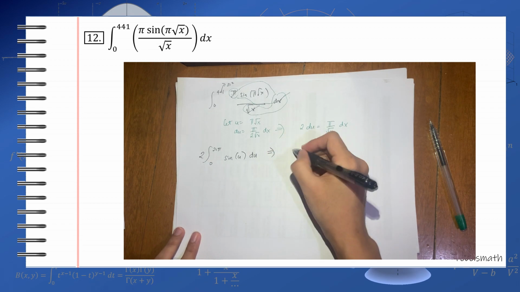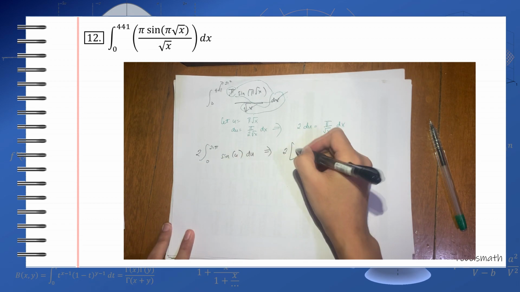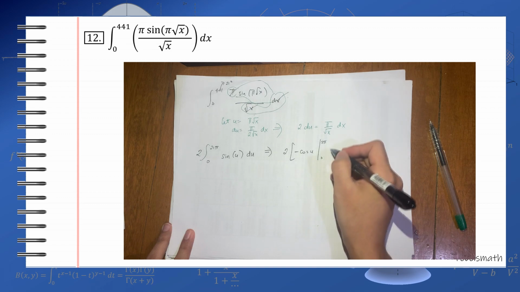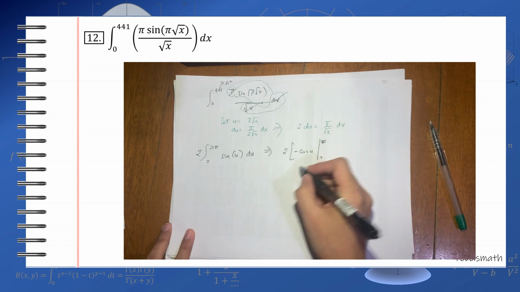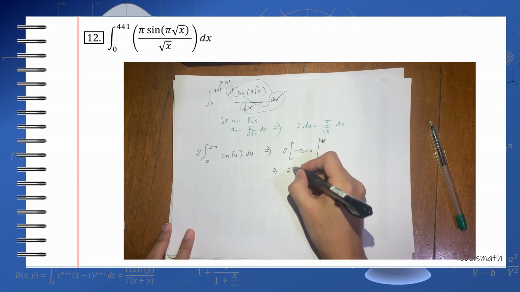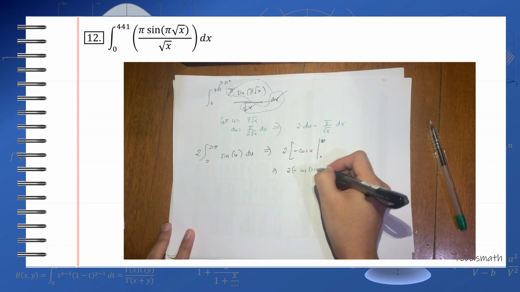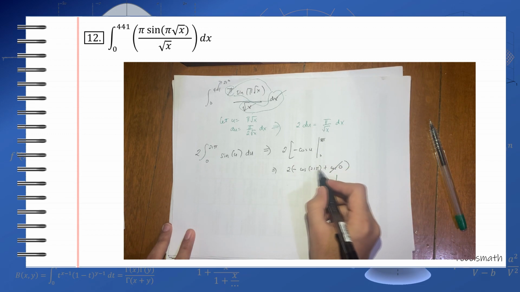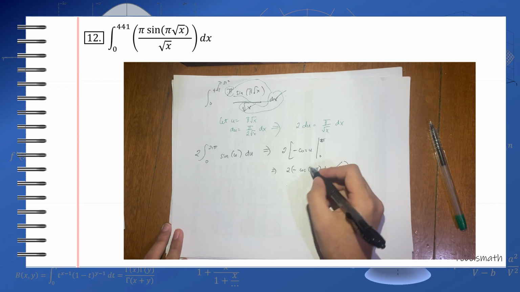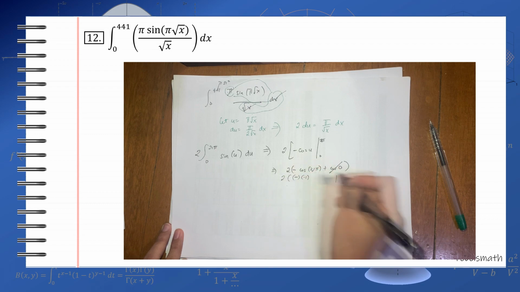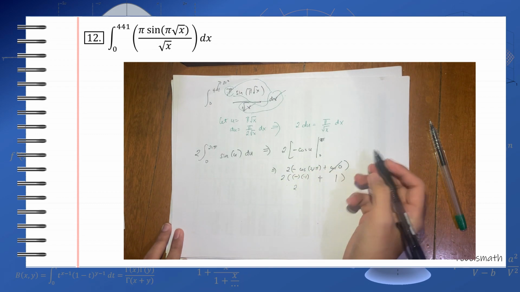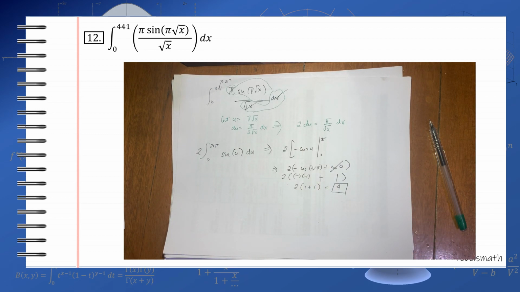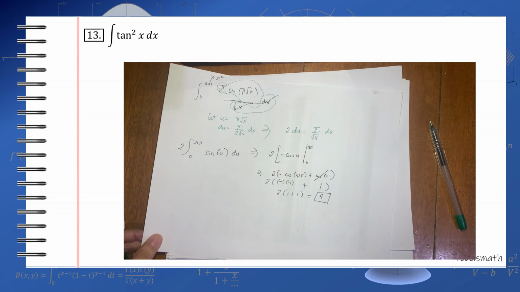It's quite straightforward. 2 times the integral of sine u, which is negative cosine u, evaluated from 0 to 21 pi. So that's 2 times negative cosine 21 pi plus cosine of 0. Cosine of 0 is 1. Cosine 21 pi, since 21 is odd, is negative 1. So 2 times 1 plus 1 is equal to 4. Yay! Done.